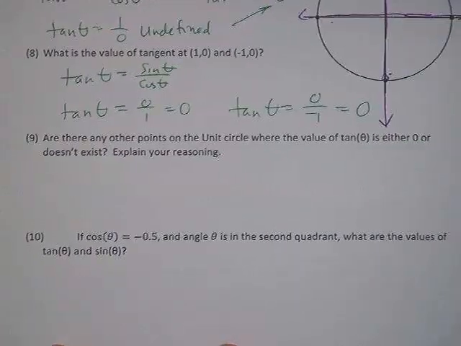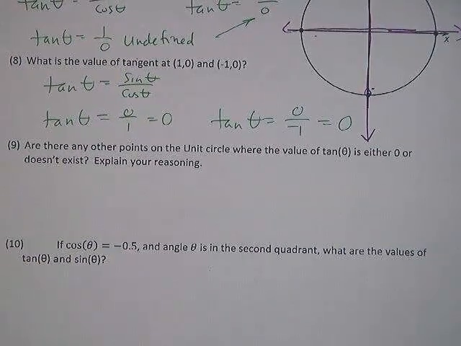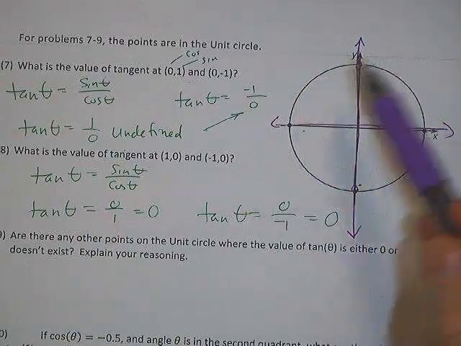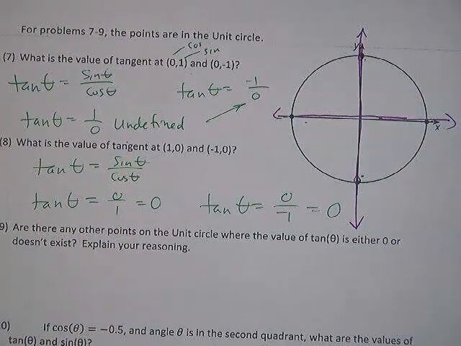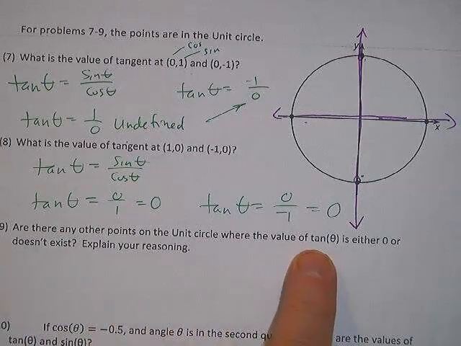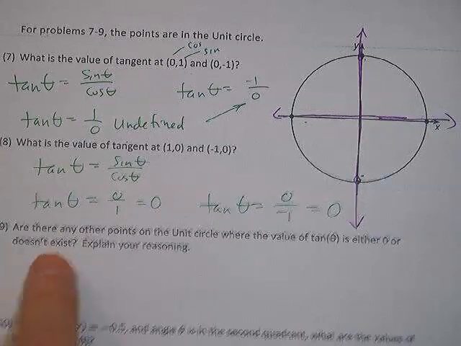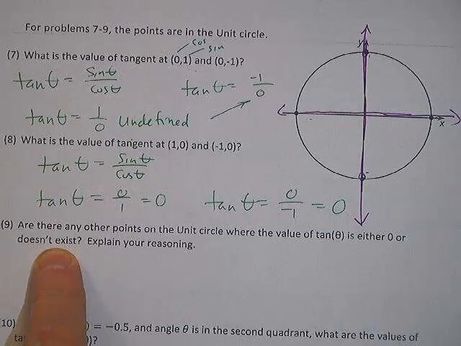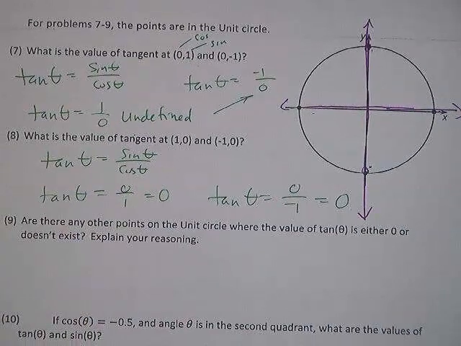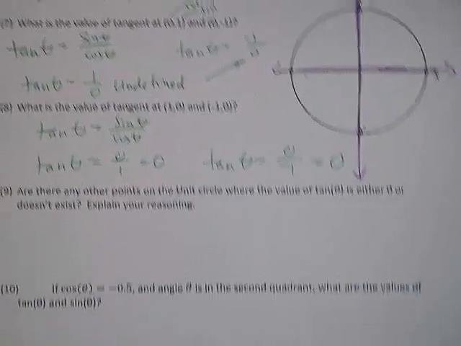And here they're asking, are there any other points that will give you either a 0 or a value that doesn't exist? All the other points on the unit circle are going to have values that are not 0, so they're either going to be positive or negative, but in both cases they're not 0. Then you're never going to get a 0 answer because neither number will be 0, and you will always get an answer because you're not dividing by 0. So for all the other points that you choose, there will be some answer that's not 0 or doesn't exist.